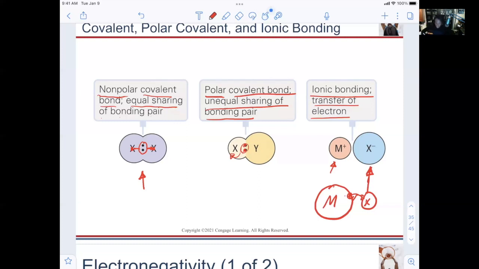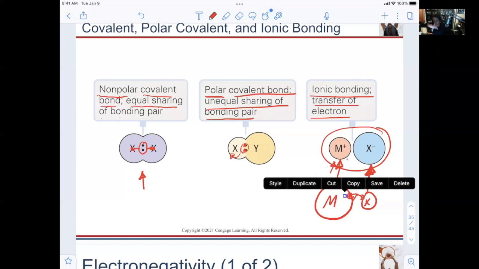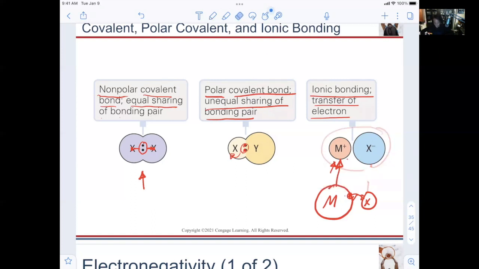So you see what happened here is after X got the one electron from M, it just got bigger. Since M has shed a little bit of electrons, it's now a lot leaner, a lot smaller. And that's what we're seeing here. The unequal sharing of the electrons was so bad that X took the electrons away from M, and they are not sharing at all at this point.